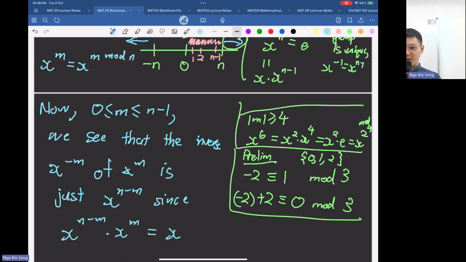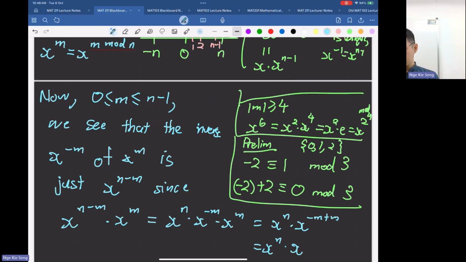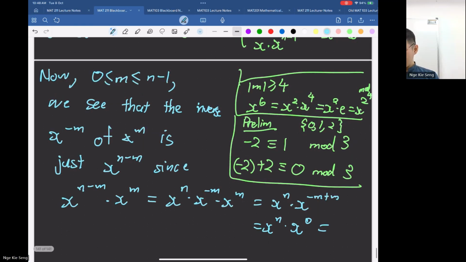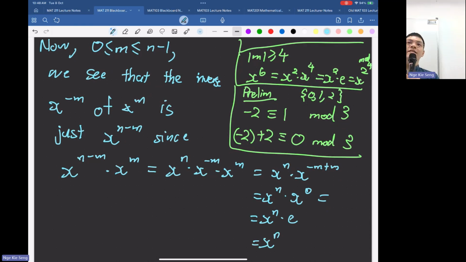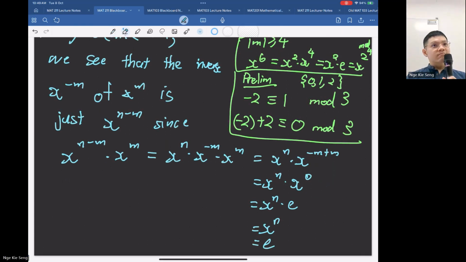If you use the associative law, what do you get here? x to the n minus m plus m, which is x to the n, which is x to the n times the identity, which is x to the n. What is x to the n? There's only one assumption you need to remember in this proposition: x has order n. It means x to the n should be identity. So it's the inverse of x to the m.